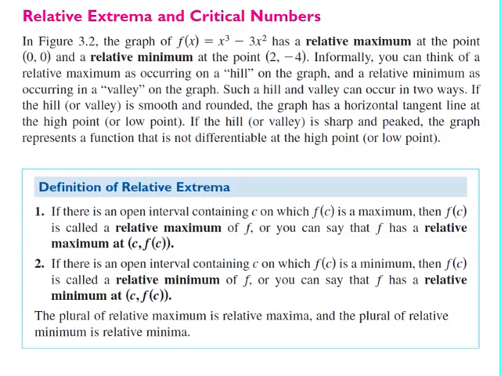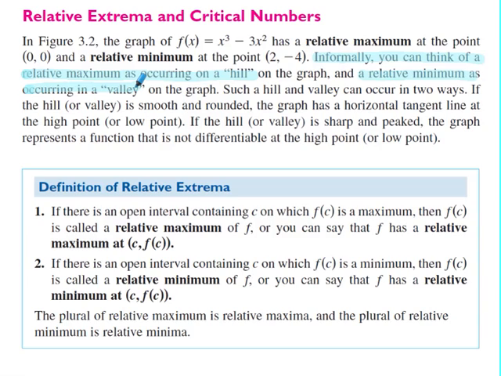So now we're going to talk about relative extrema, because these are different than absolute. Absolute occur on an interval. The graph has a relative max and a relative min at the point (2, -4). You don't need to know that point, because what we're going to focus on is this next statement. Informally, you can think of a relative maximum as occurring on a hill, and a relative minimum as occurring in a valley.